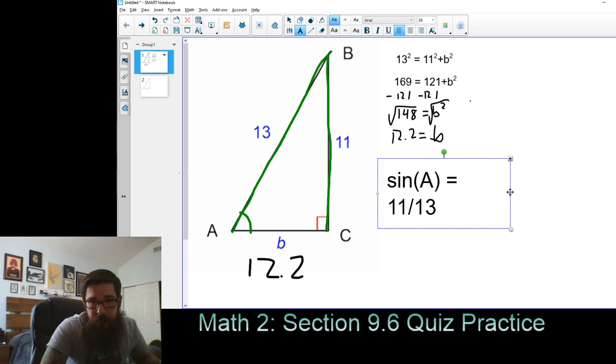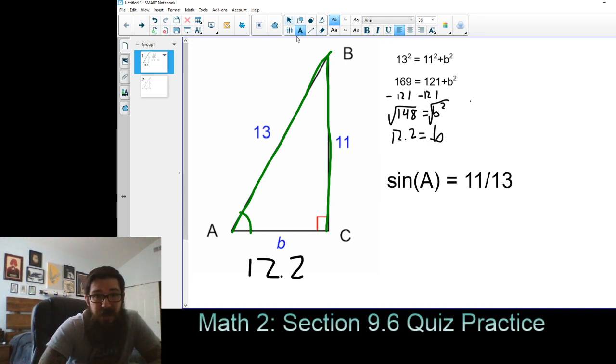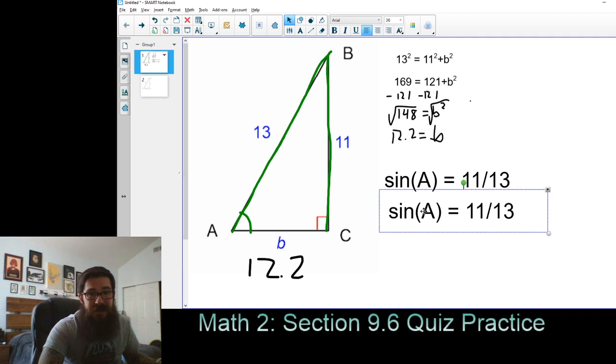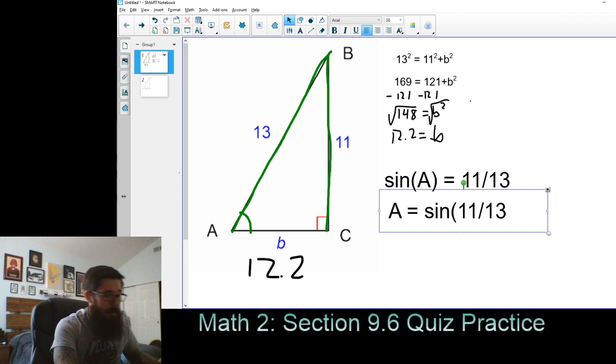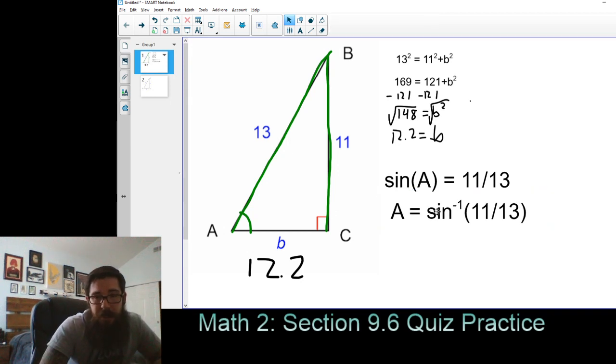Right, that's what that ratio is. From that angle, my opposite side is 11 over 13. So let's figure out what this is going to be. This is basically what your first question on your quiz is going to look like. To get rid of the sine and move it to the other side, I basically have to take the inverse sine of both sides, so it's going to look like this. Right? The algebra is we're taking the inverse sine of both sides.